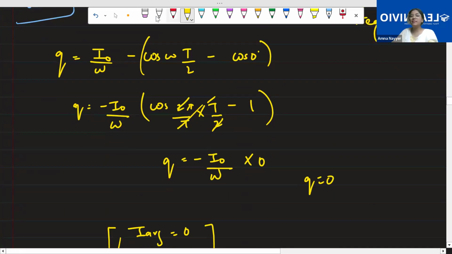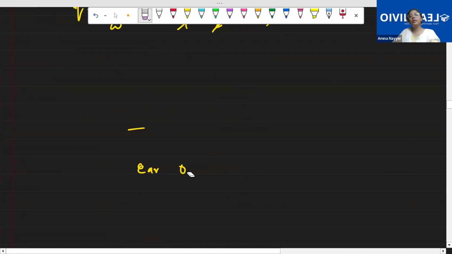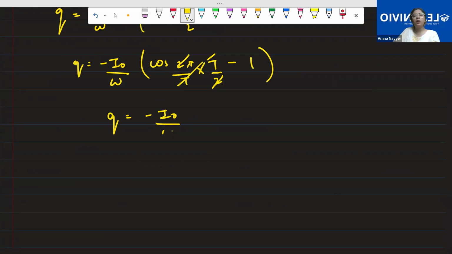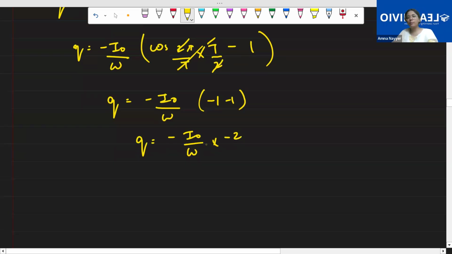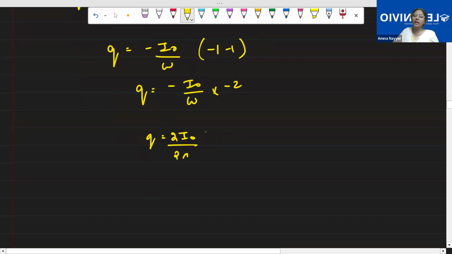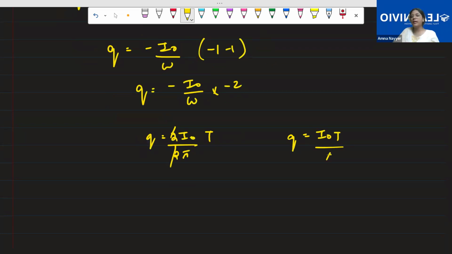See class, 2 will be cancelled. It can't be 0 this time because cos pi is minus 1. We know this. So this is where the difference will come. Q is equal to minus I naught by omega, cos pi is -1, that is -2. So charge is minus I naught by omega into -2. When you multiply both of these, charge will be given as 2 I naught by omega. Let's write omega also as 2 pi by T. So 2 will be gone. Charge will be I naught T by pi.